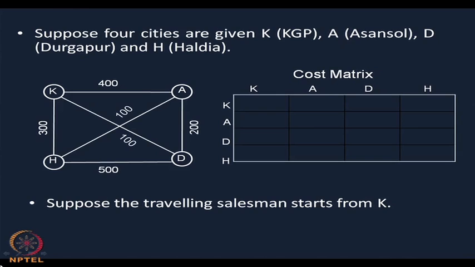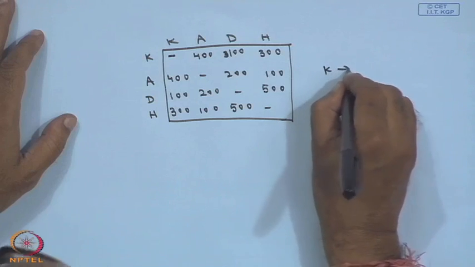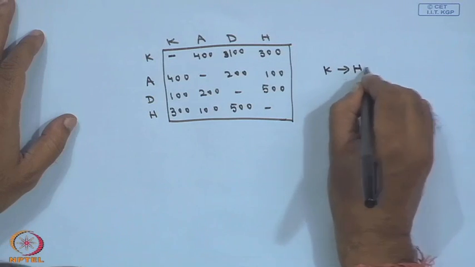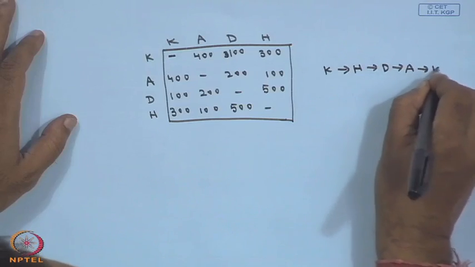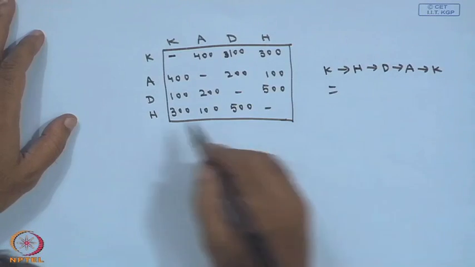and for each path I have to find out the associated cost. For K to H it is 300, H to D it is 500, that is 800, D to A is 200, that is 1000, and A to K is 400, that is 1400. So, if you write K to H, then H to D, D to A and A to K, the associated cost you can find out.